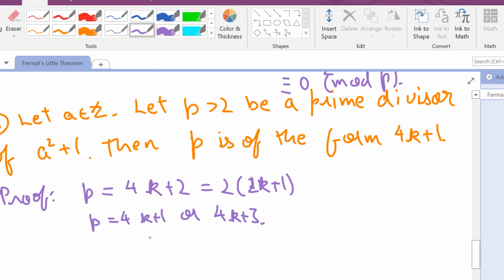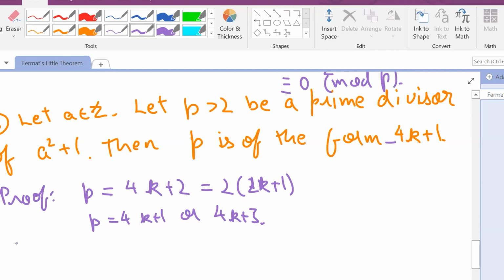Now, one simple example of a prime divisor of the form 4k plus 1 would be, say, 5. That is one example. For 4k plus 3, of course, 7 is another prime number. But now, how do we show that it has to be of the form 4k plus 1? I'm going to use the method that I learned the first time I actually tried to do this.